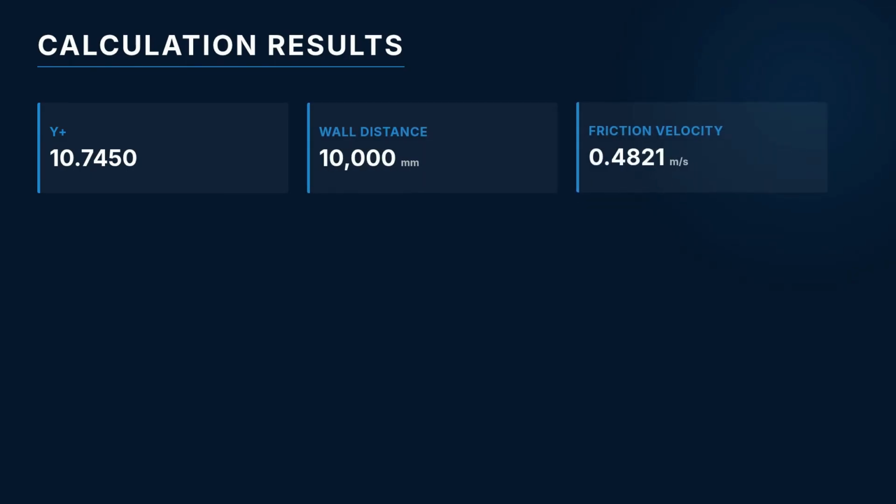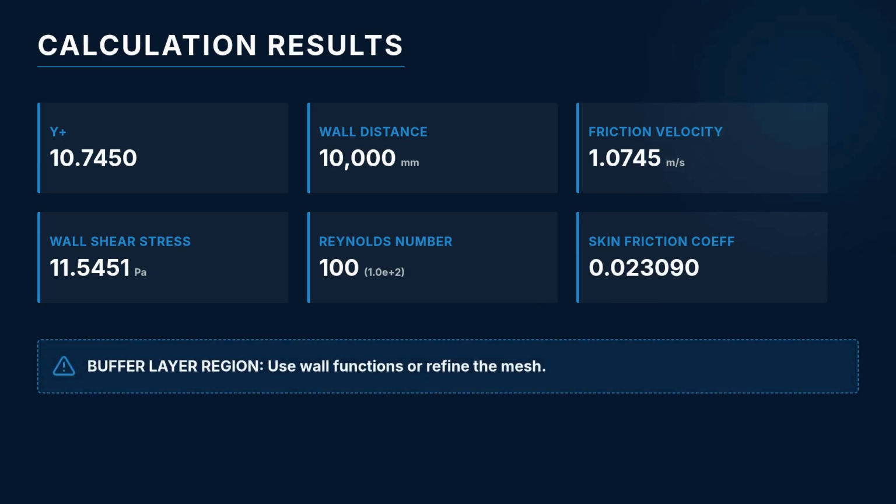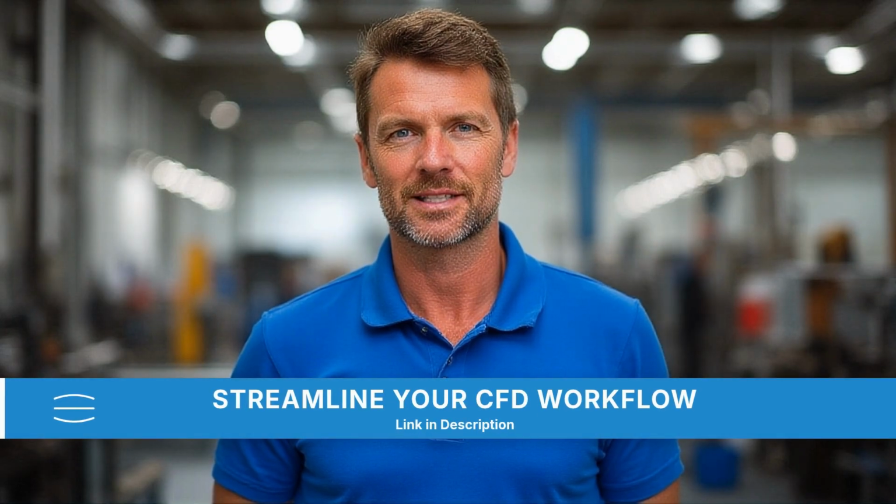velocity is 1.0745 meters per second, wall shear stress is 11.5451 pascals, Reynolds number is 1.0 E plus 2, and skin friction coefficient is 0.023090. The mesh recommendation warns this is in the buffer layer region and suggests using wall functions or refining the mesh. This tool streamlines your CFD pre-processing workflow.